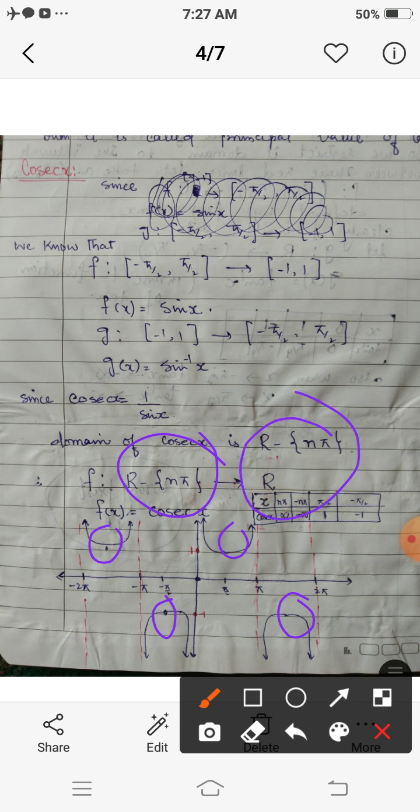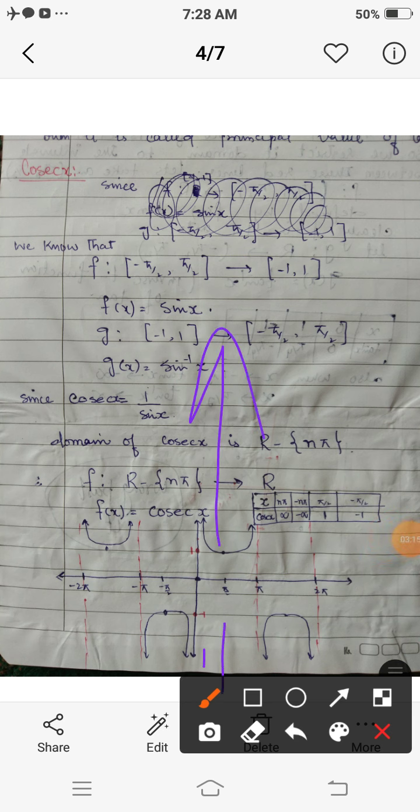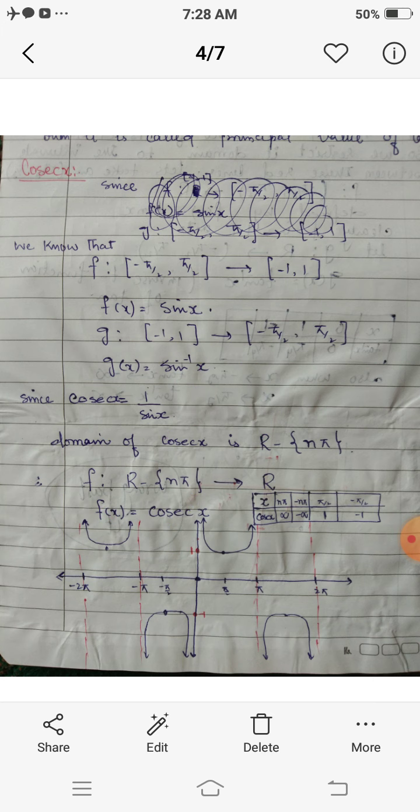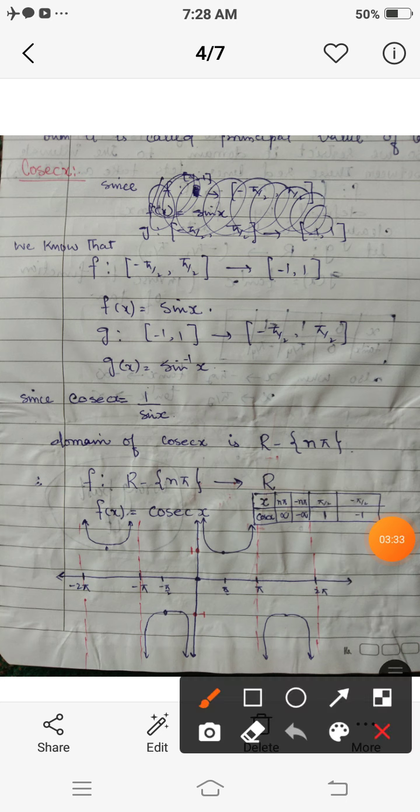Now restricting the codomain: if we exclude the open interval minus 1 to 1 from R, then clearly each and every point outside this interval, on this side or on this side, is an image point, which implies that the function becomes onto. Similarly, if we consider the domain in the interval pi by 2 to 3 pi by 2, except pi, in this interval it becomes a one-one function.